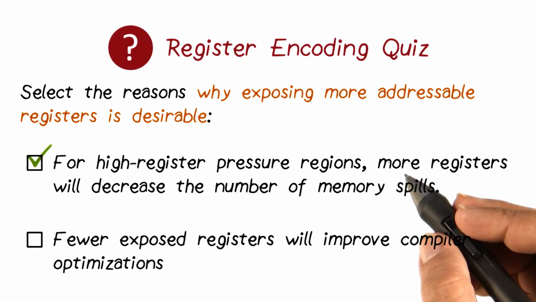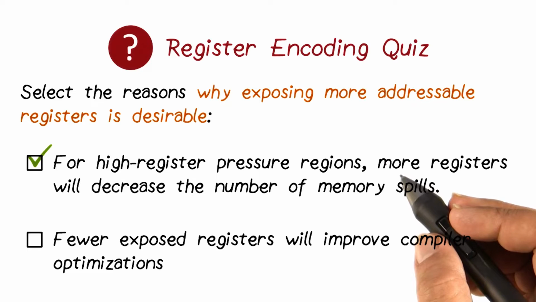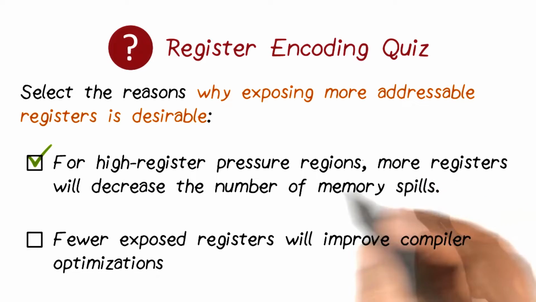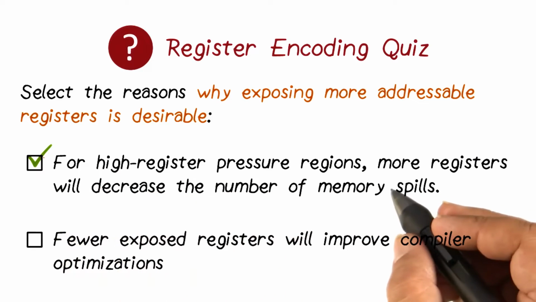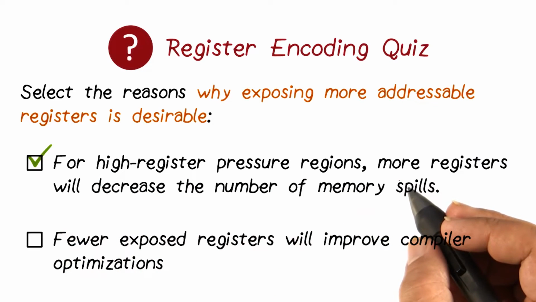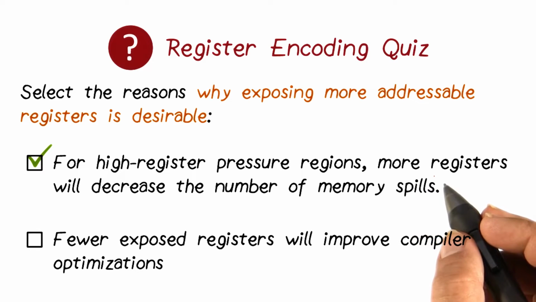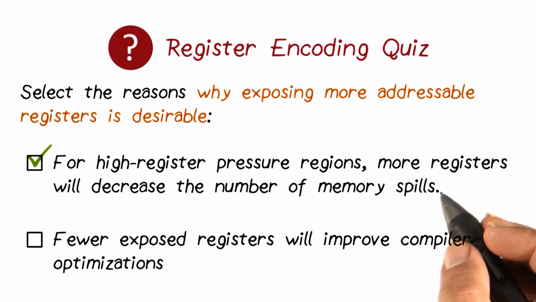So what is the reason for exposing more addressable registers? Why is it desirable? The first statement saying that for high register pressure regions, more registers will decrease the number of memory spills, and that is correct. Why is it so? Because in high register pressure regions, very rarely will we be able to accommodate all the variables in registers. So there will be lots and lots of spills. However, if we increase the number of registers, we will be able to accommodate many more variables in registers, and therefore it will reduce the number of memory spills. So exposing more addressable registers really helps to reduce the spills.